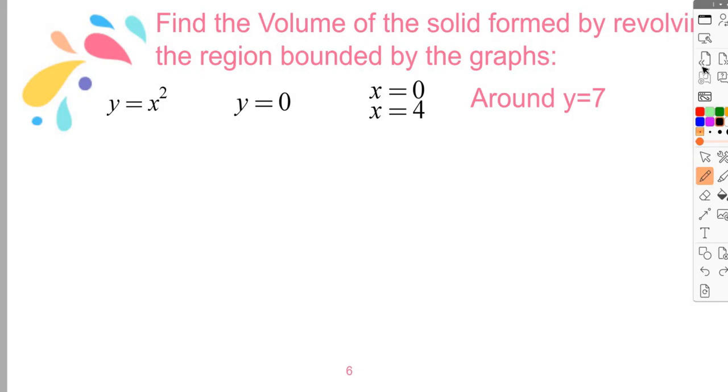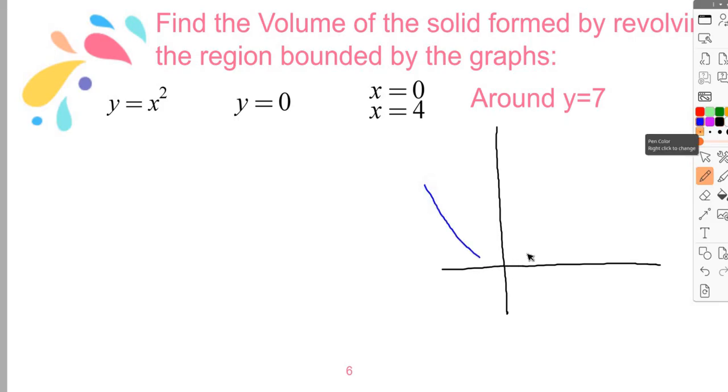Okay, so again, what's it helpful for us to do first? Draw a graph. Draw a pretty picture, right? Again, remember, it doesn't have to be the most accurate thing in the world, but it is really going to help us figure out what our big R and little r are.